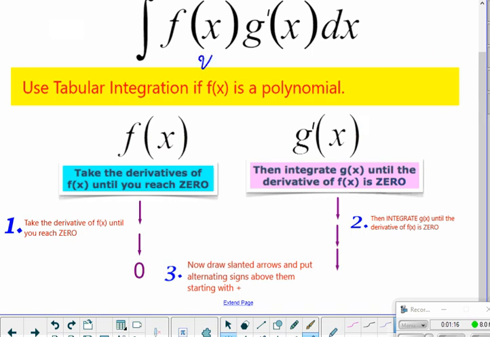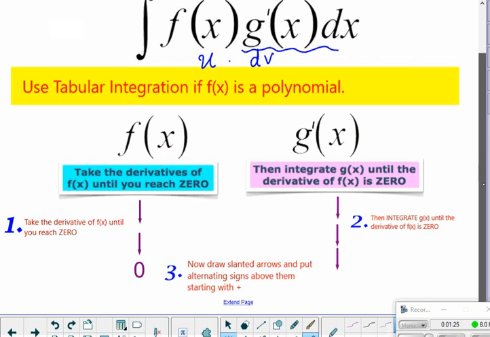We choose a u times a dv when working tabular, and we still do the same thing as in integration by parts. But there is one restriction on tabular, and that is the fact that what I choose to take the derivative of, my u, I need to have that derivative eventually zero out.